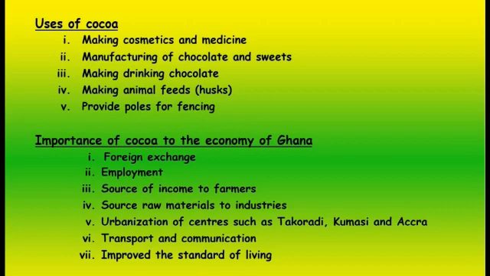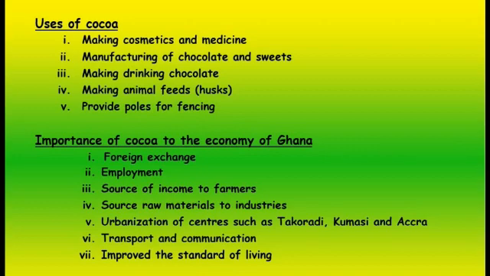How or why is this crop very important to Ghana as a country? Let's look at the importance of cocoa to the economy of Ghana. Number one, the country earns foreign exchange. Number two, employment. Many people are employed in these farms and therefore employment is created. Apart from that, industry related to this crop offer employment. There is also source of income for farmers who plant this crop. They sell and get income.